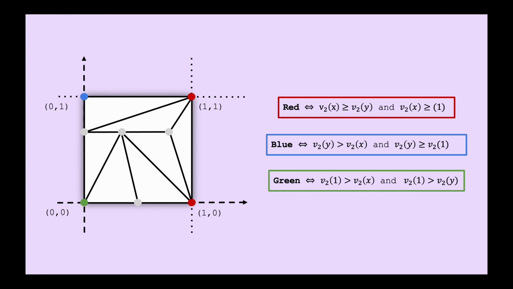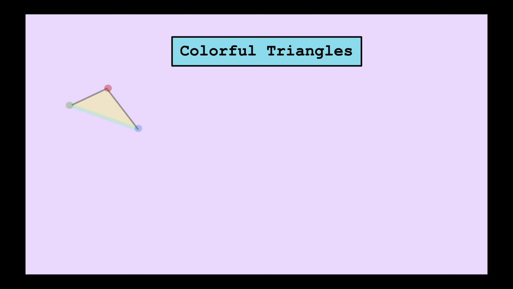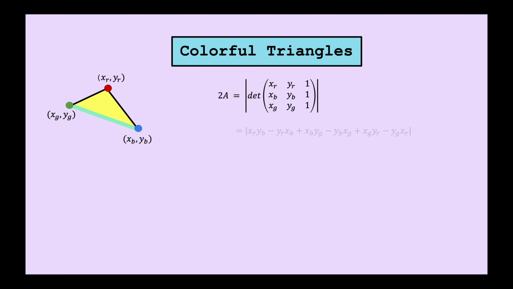Now, let's suppose our square were to have a colorful triangle. Then we'll take a look at its area. Say our red point has coordinates x_r, y_r, our blue point x_b, y_b, and our green point x_g, y_g. If you know some linear algebra, you can calculate the area of this triangle using the following formula involving the determinant. Now let's take the two-adic valuation of this. Notice the absolute value won't affect the valuation since v2 of negative x is the same as v2 of x, so we can get rid of it.